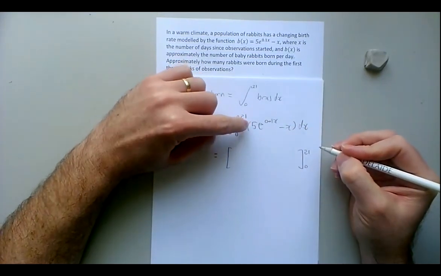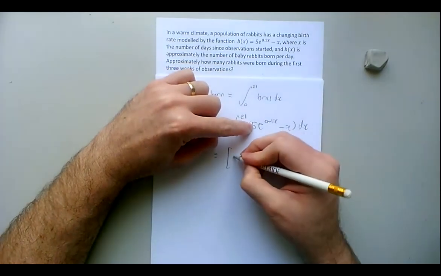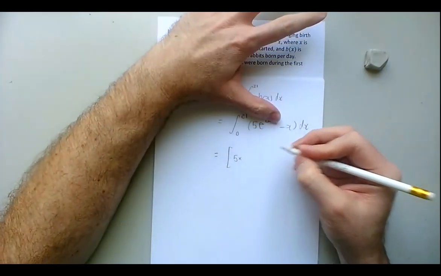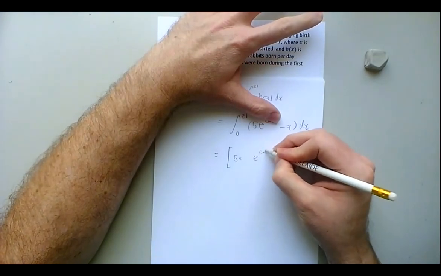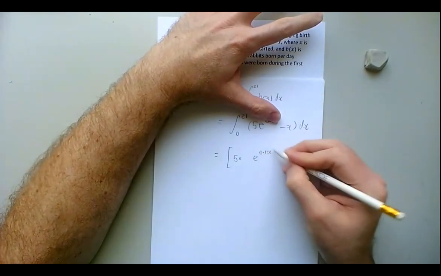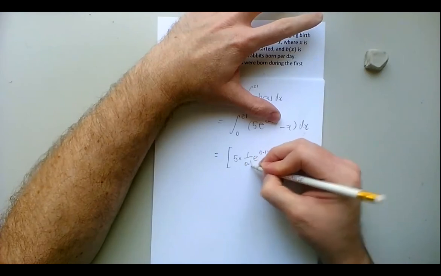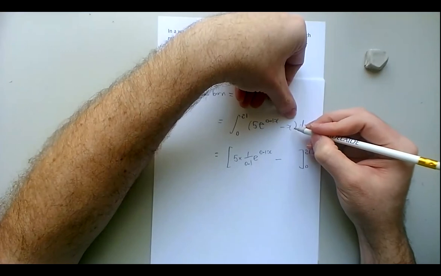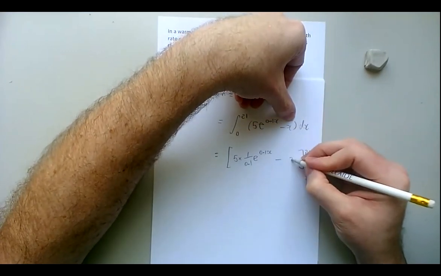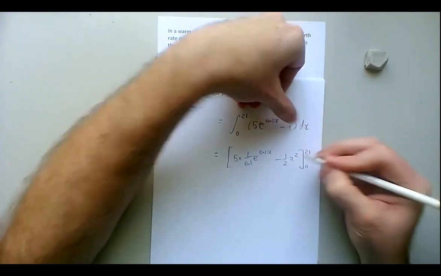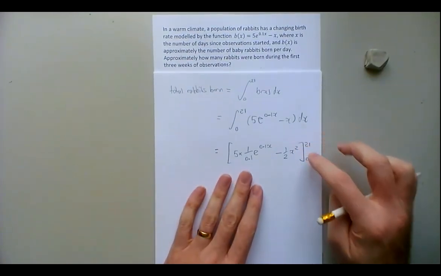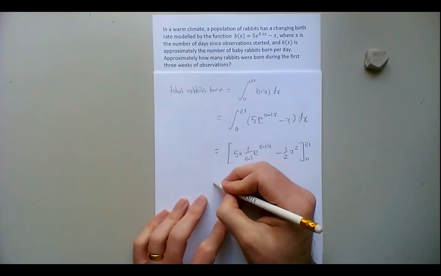So I'm going to have to integrate this. So the 5 is multiplied on, so it will still be there. The e to the power of anything will be still e to the power of that thing, but because there's a constant multiplied by the x, I'm going to have to divide by that constant. And then the x, this is like a power of x, so x to the power of 1, the power will go up by 1, and I'll divide by the new power. Okay, and now I have to sub in both the 21 and the 0 and subtract the two answers.